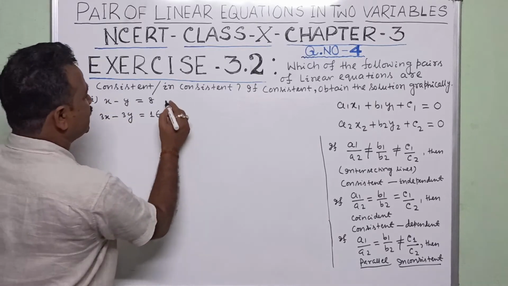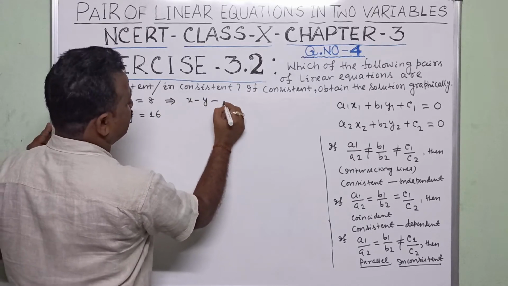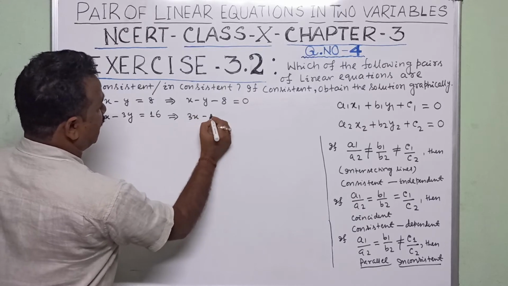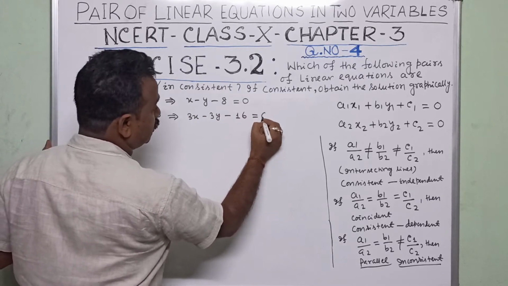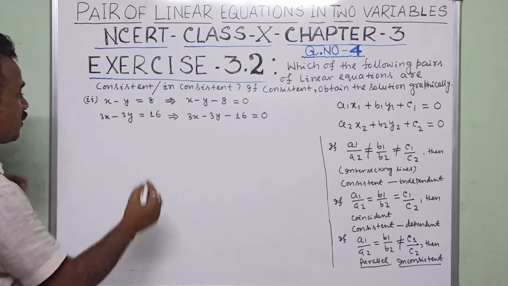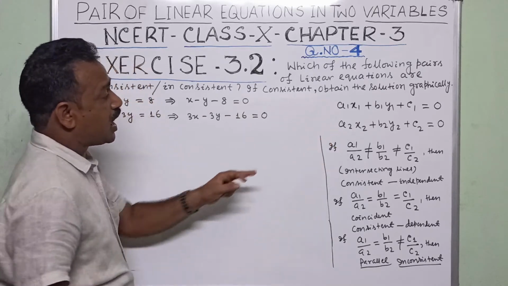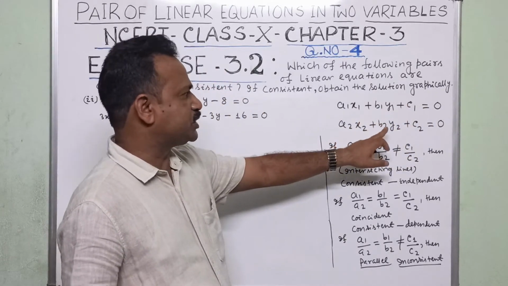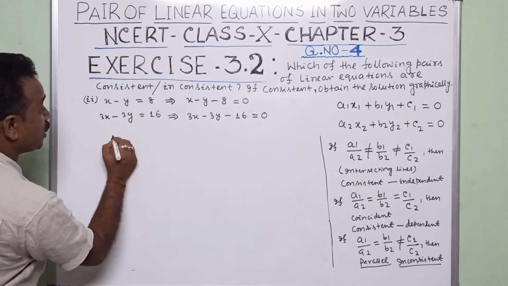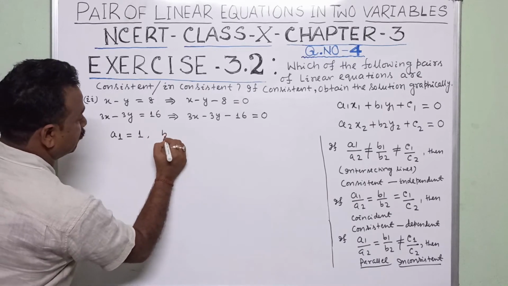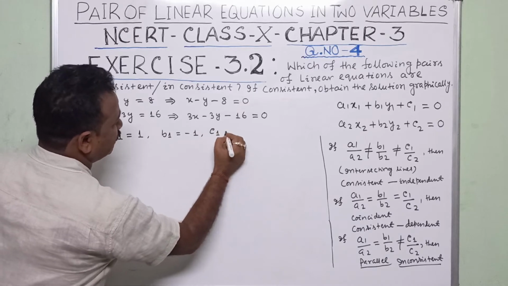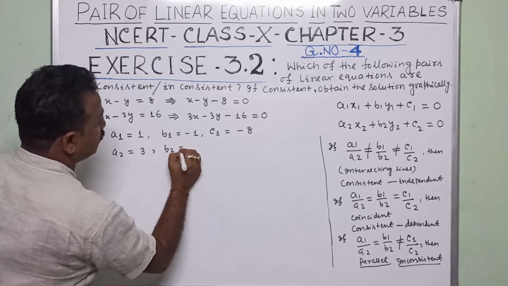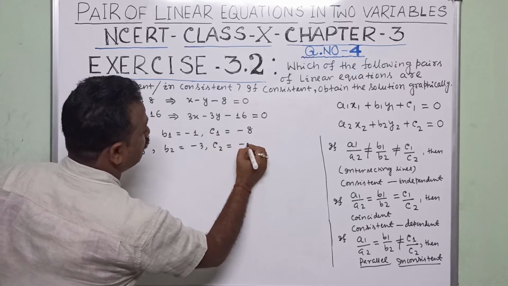Now move on to part 2. Given x minus y is equal to 8, that implies x minus y minus 8 is equal to 0. Here also 3x minus 3y minus 16 is equal to 0. Bring it to the standard form and equate it to the general form a1x plus b1y plus c1 is equal to 0 and a2x plus b2y plus c2 is equal to 0. We get a1 is equal to 1, b1 is equal to minus 1, c1 is equal to minus 8. Now a2 is equal to 3, b2 is equal to minus 3, c2 is equal to minus 16.